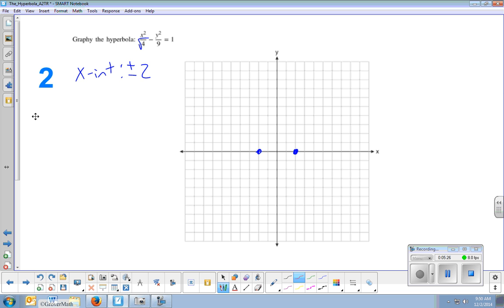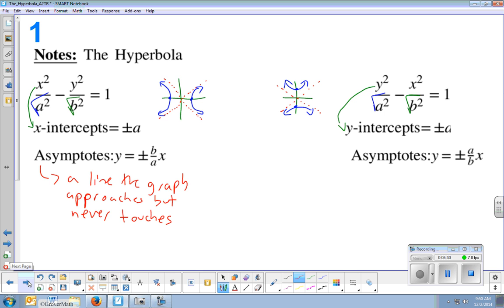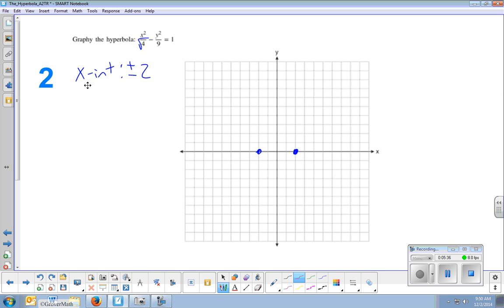Next, I need to figure out the asymptotes. Now, the asymptotes, I'll abbreviate ASY, we get from the square root of b over the square root of a, plus or minus those. So the asymptotes are y equals, it's a linear equation, and we're doing plus or minus because we're going to have one with a positive slope and one with a negative slope.